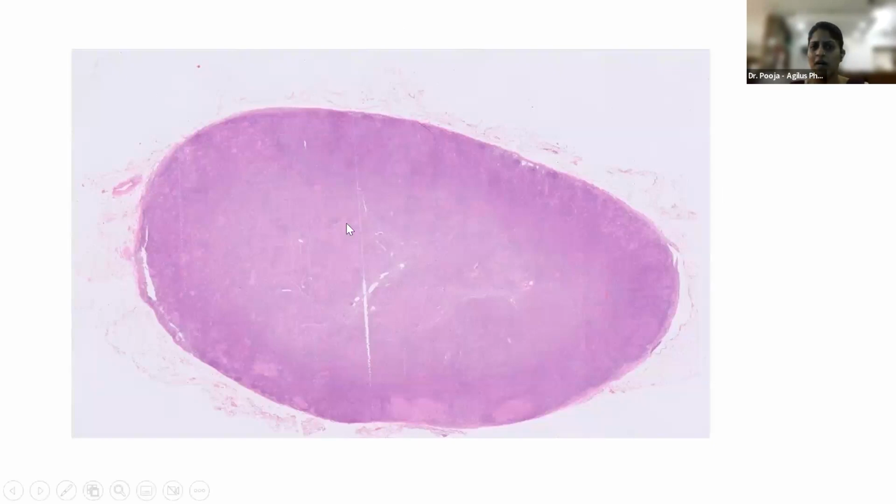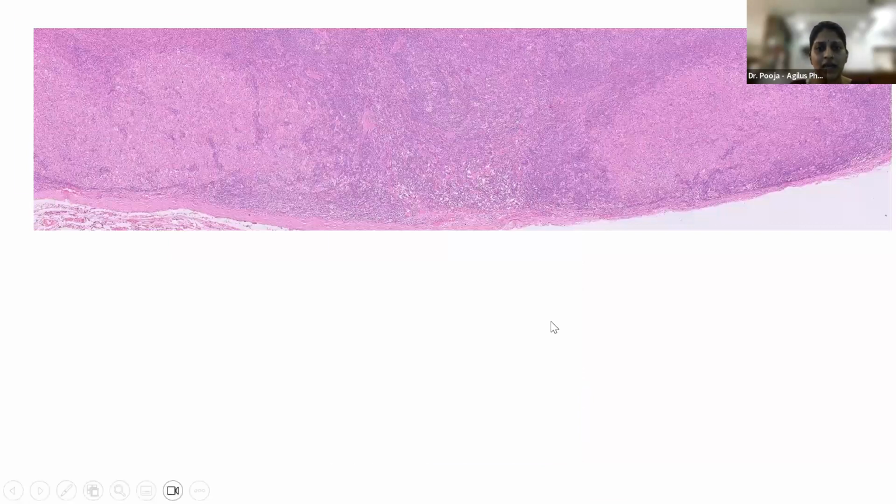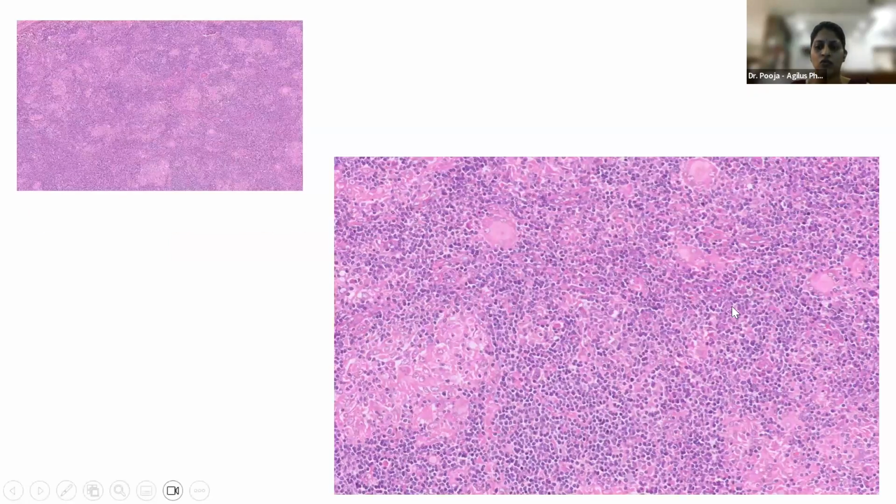On low power, it has a diffuse sheet-like pattern. The usual nodularity is not seen. There are some pale nodular areas at the periphery and some tumor pale area that it could be a lymphoma, lymphoid proliferation. And these paler areas were actually showing few granulomas. So there are few granulomas, and then there is a larger area of sheet-like cells.